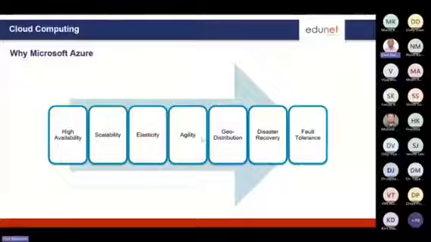Agility. Agility means the services are very fast, agile services, and the latency will be very low. Low latency means the time from requesting to deployment of the service by the cloud service provider is very little. So all the services are agile services. Geo distribution.